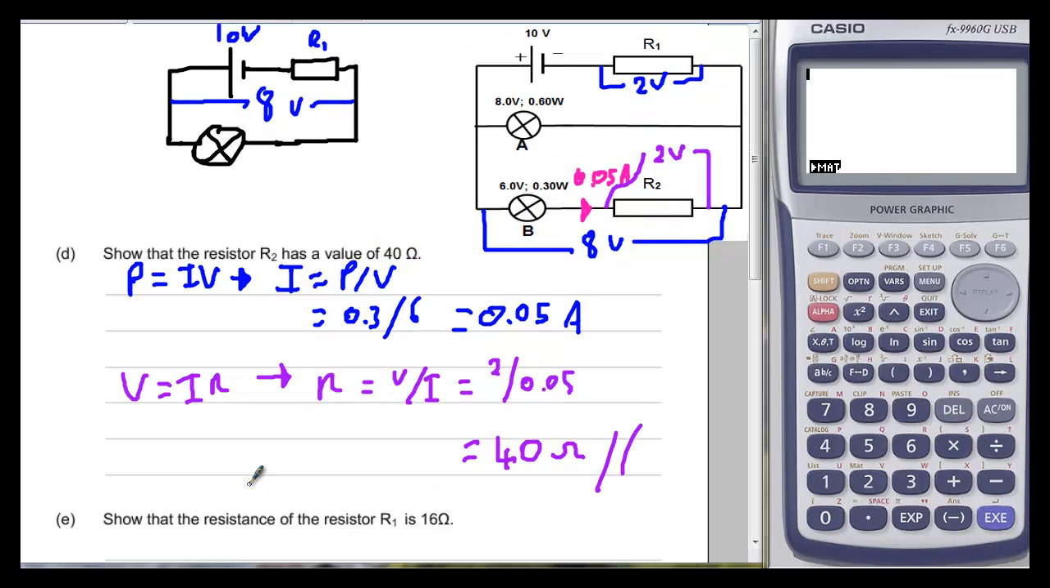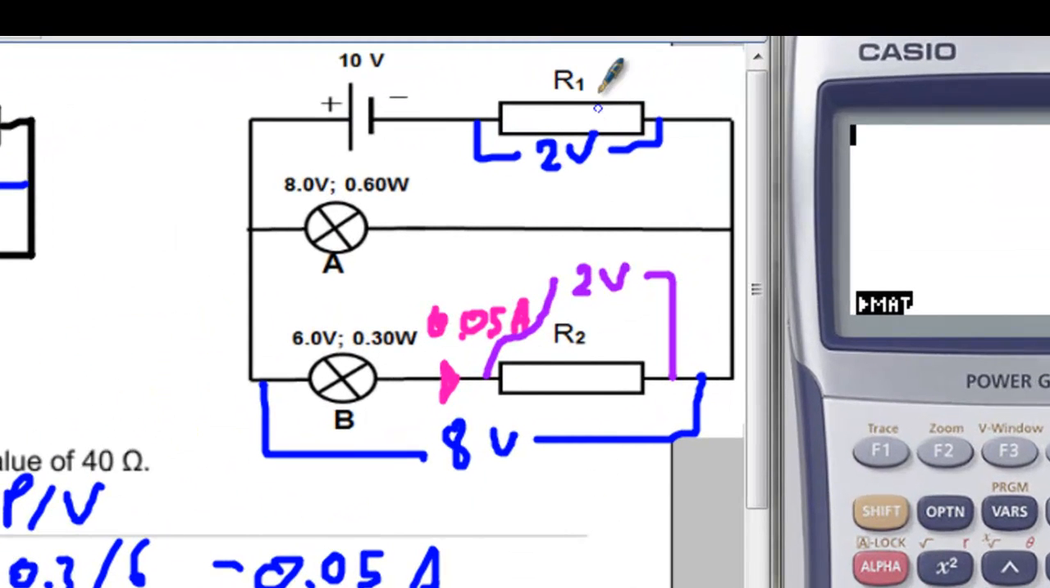Question 2e. Show that the resistance of the resistor R1 up the very top here is 16 ohms. In order to find out what the resistance of this is, we need to know what the current going through that is. And since it's in series with the power supply, we know that the current going through R1 is going to be equal to the current that's coming out of the power supply. So we simply need to add up the current that's going through this bulb and the current that's going through this circuit, and that'll give us the current that's going through R1.